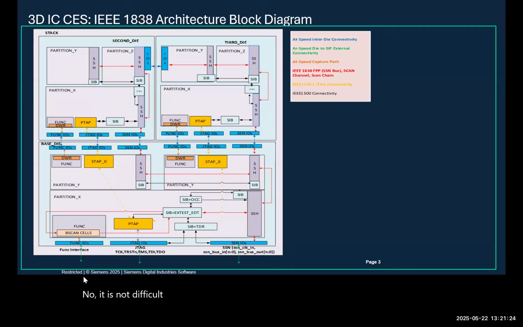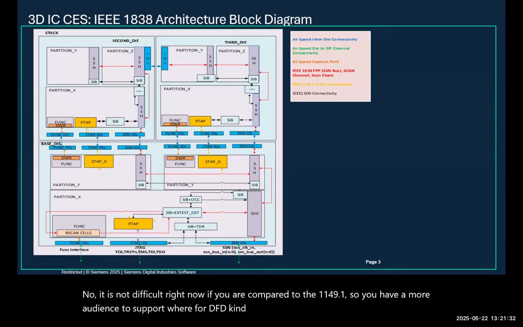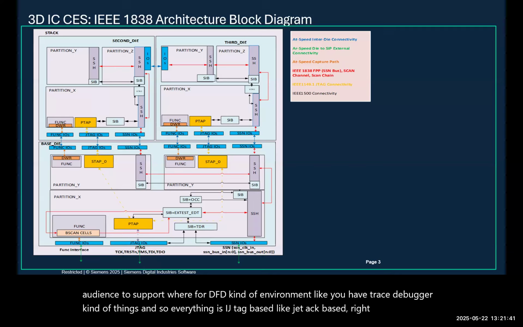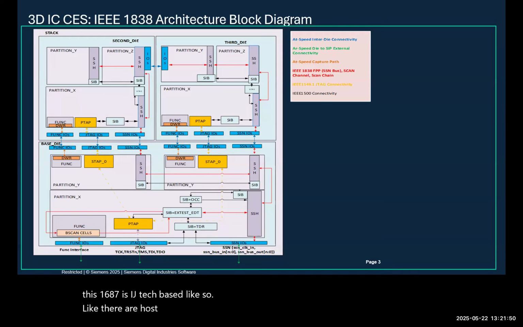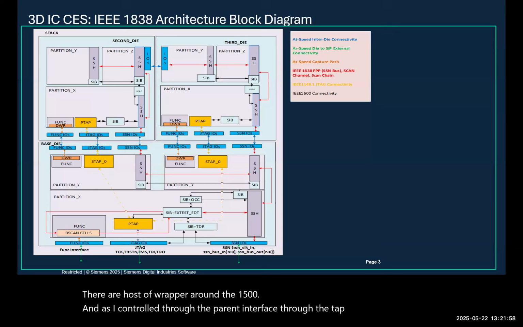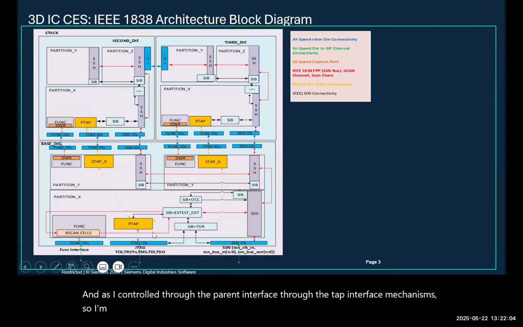Right now, if you compare to the 1149.1, you have a wider audience to support for a DFD kind of environment, where you have trace debugger kind of things, and everything is JTAG based. Even this 1687 is JTAG based. There are a host of wrappers around the 1500, controlled through the parent interface, through the tap interface mechanisms. So that's a known problem area.